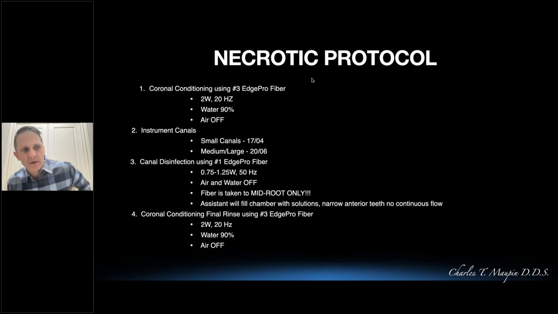Necrotic protocol is very similar to the vital, except with the necrotic, we're starting immediately after access, before any instrumentation is done. We come in here and we do 2 watts, 20 hertz water just to flush everything out like we talked about earlier. Then we're going to instrument the canals. Then we go back to, just like the vital protocol, the canal disinfection, 0.75 to 1.25. Assistant can fill the chamber with solutions, and you always have to have some type of solution in the tooth. So make sure the tooth is full with either water, hypochlorite, EDTA, your solution of choice. And then we come back and we do a final rinse as well.